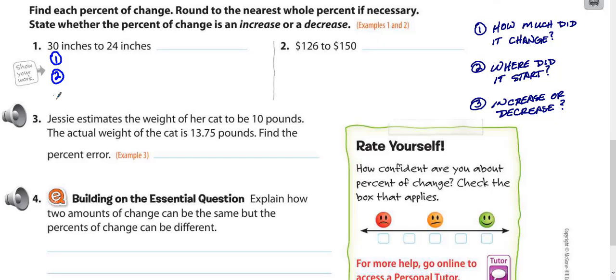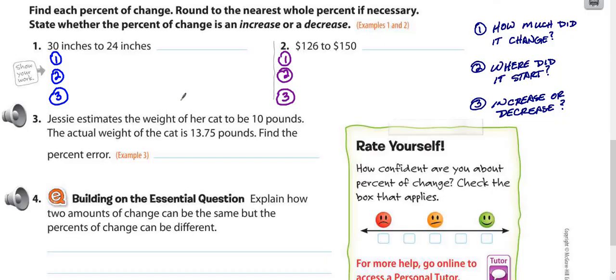How much did it change? Where did it start? Increase or decrease? Do that for each of these problems. How much did it change? Where did it start? Increase or decrease? Do that for each of these two problems, for 1 and 2, and then turn the video back on and we'll discuss those problems.